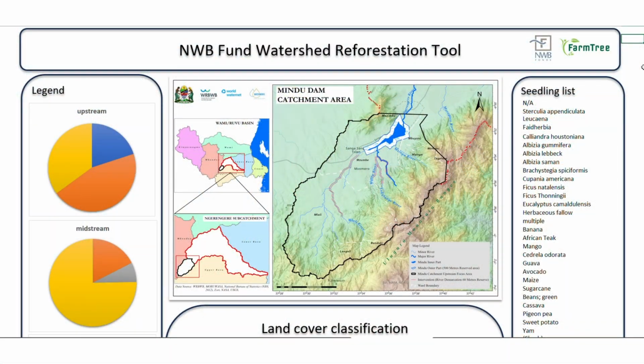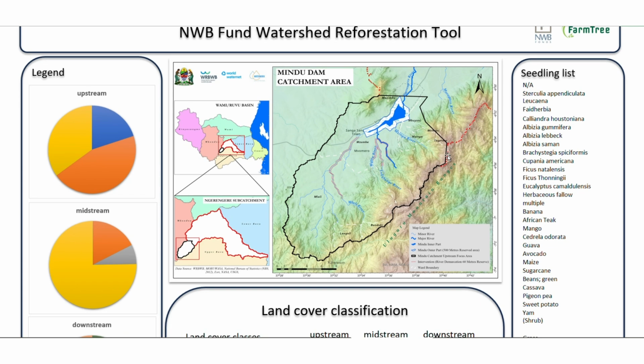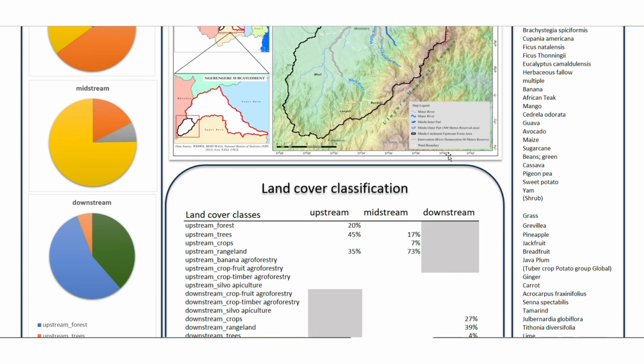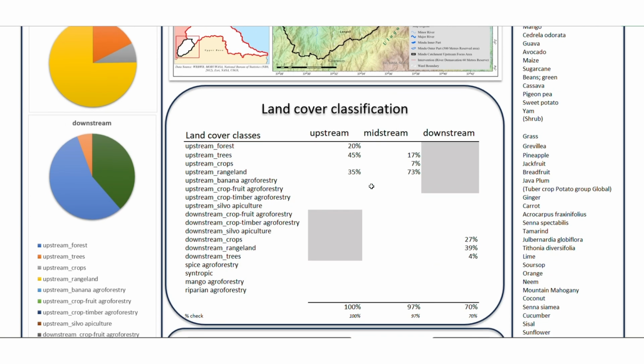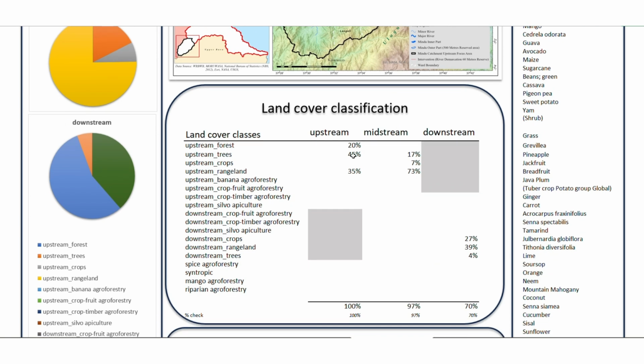Here you can see the Watershed tool, and in this map you can see the Mindu Dam catchment area. At the mountain range you can see the upstream area, and in dark green the midstream area, around the dam the downstream area. And this catchment is defined by its land cover classes. And you can see, for example, that the upstream area consists of 20% forest, 45% trees, and 35% rangeland. For midstream and downstream, this has also been defined.